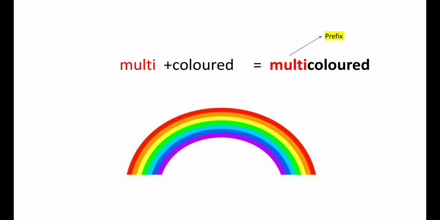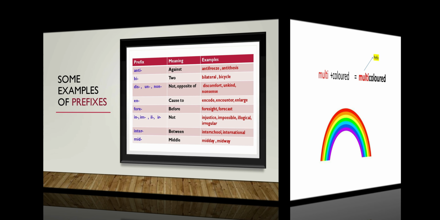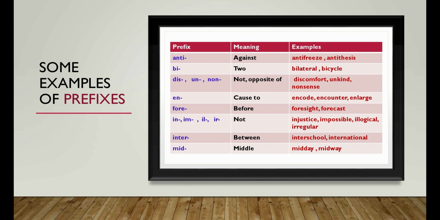Now we will see some more examples of prefixes like anti which means against, and when it is added to freeze we get antifreeze which is the opposite of freeze. Usually prefixes are used to form opposite words or antonyms. For example, anti, dis, non, in, im, il or ir etc. are used to make opposite words. There are numerical prefixes also like bi, tri, tetra, penta and many more which denote numbers like 2, 3, 4, 5 respectively. And here bicycle means a vehicle having two wheels.